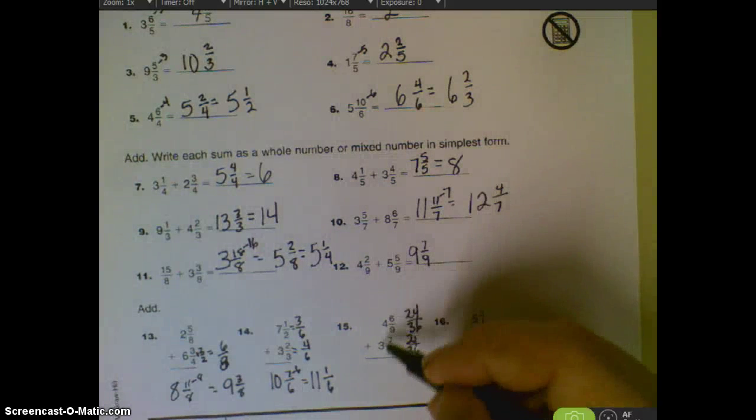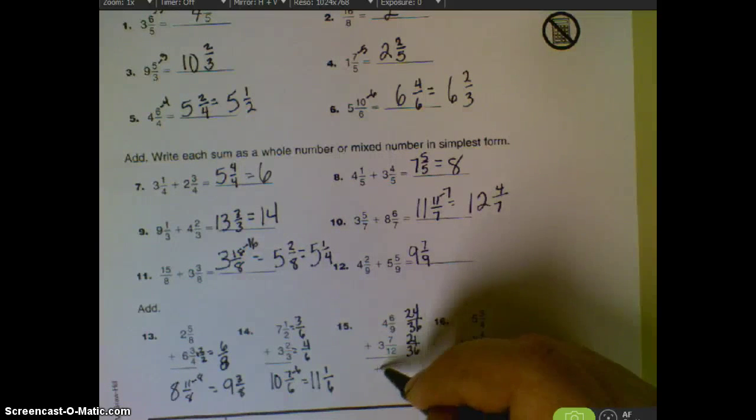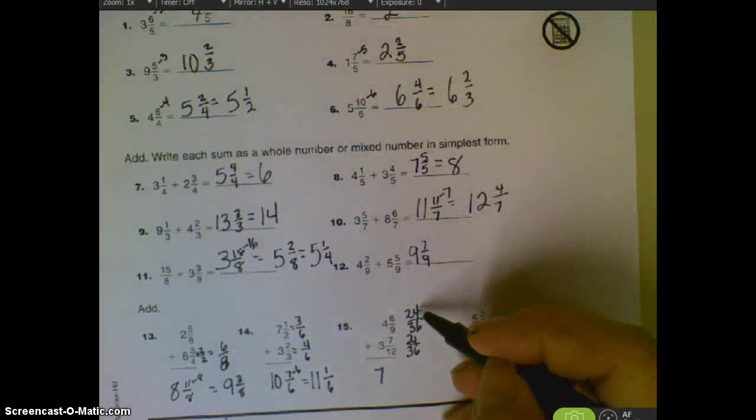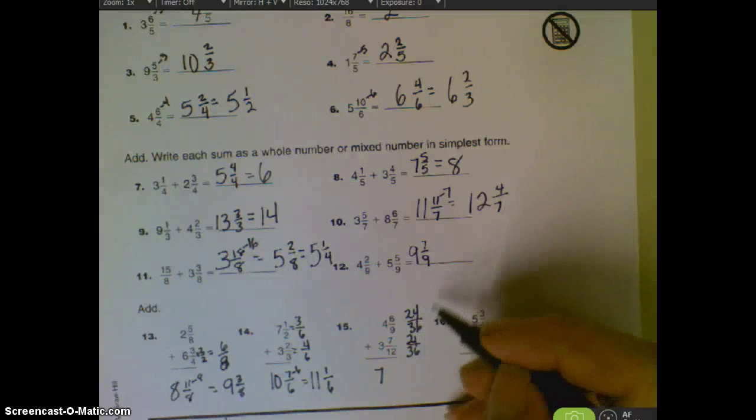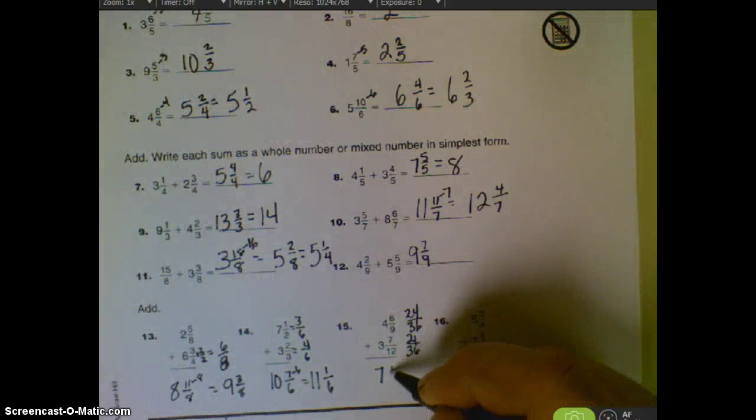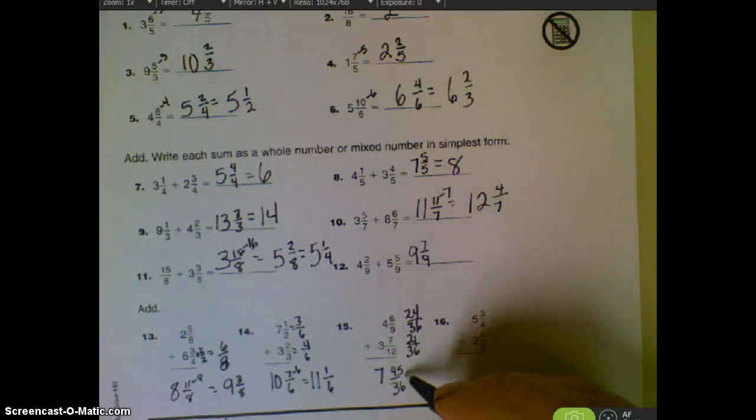Alright, and now we can add our whole numbers. 4 plus 3 is 7. And our numerators, 24 plus 21 equals 45 out of 36. Crazy looking number.